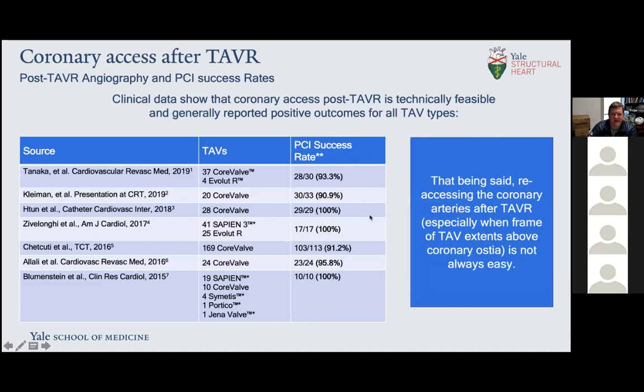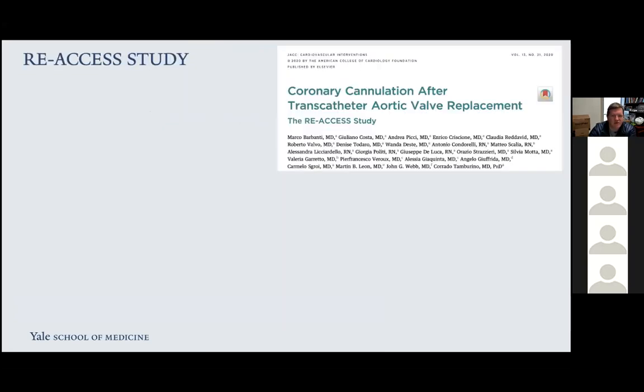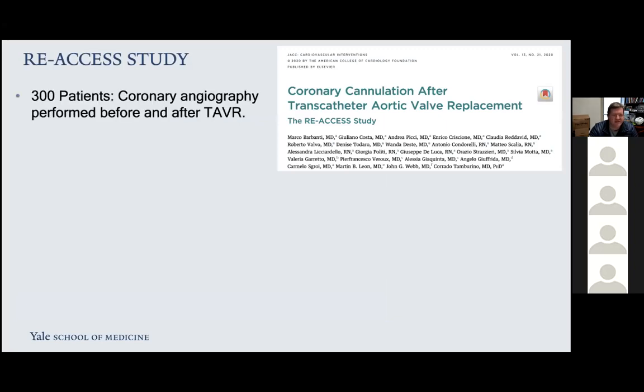That being said, reaccessing the coronary arteries after a TAVR, especially when the frame of the TAVR extends above the coronary ostia, as it does with the Evolut or CoreValve family of self-expanding valves, is definitely not always easy. There's a recent study that came out at the end of last year, I think around November, which was the ReAccess study, which I think lends some insights here.